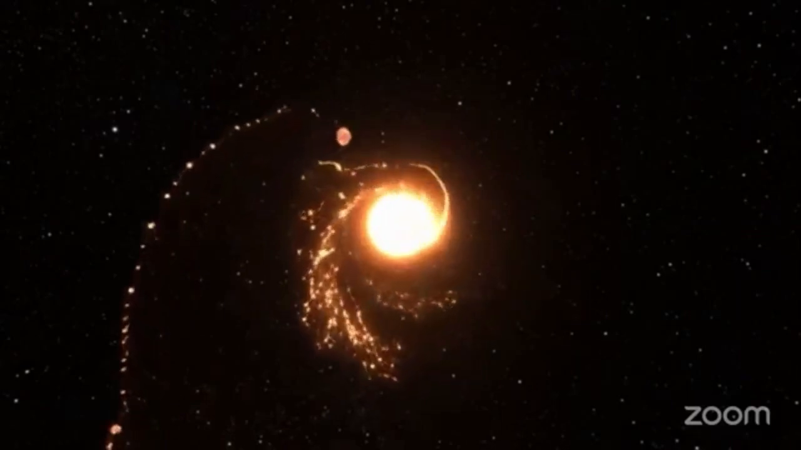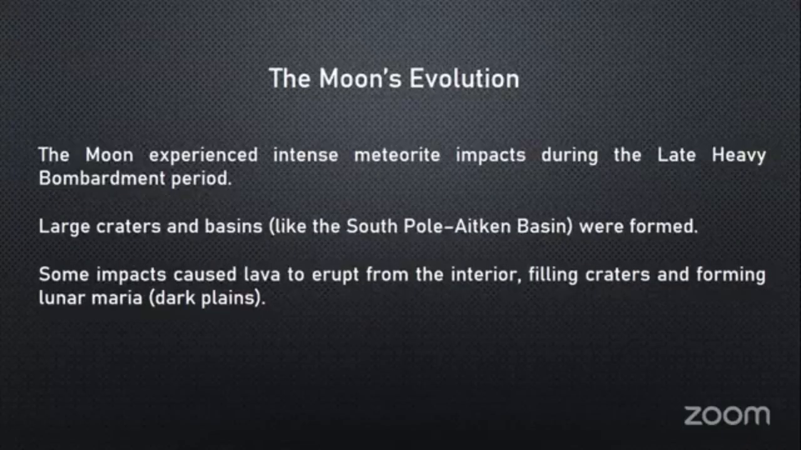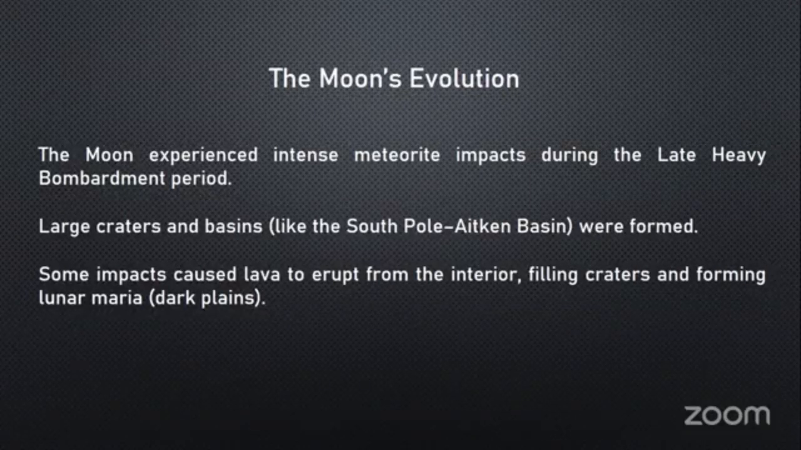Now let us talk about the changes after the formation of the moon. After the formation, it started to cool down. In that process of cooling down, it experienced intense meteorite impact during a period called the late heavy bombardment. Large craters or basins were formed, and that is where the South Pole-Aitken Basin came about. I'll explain that later.